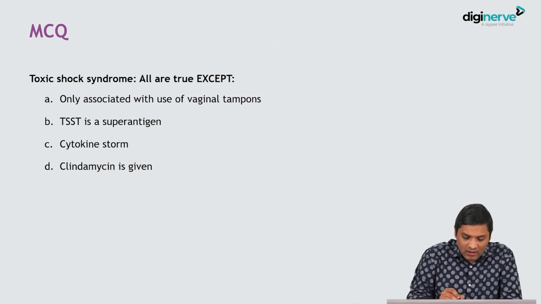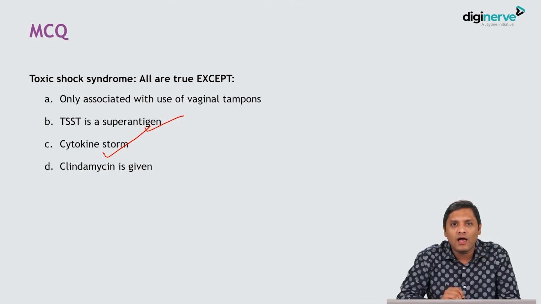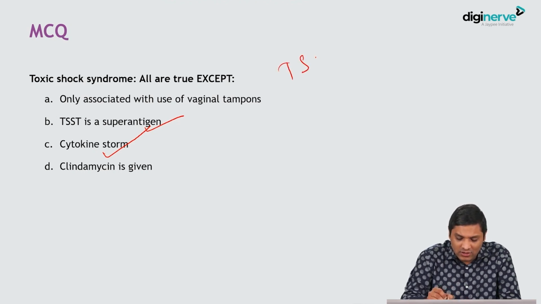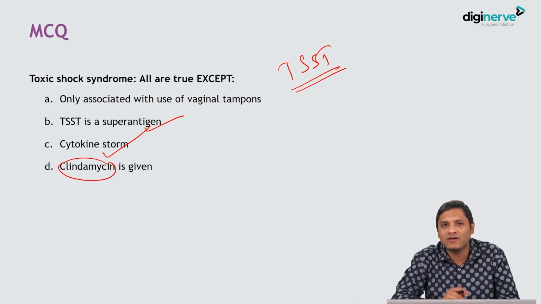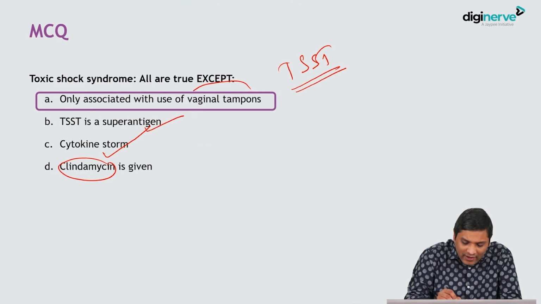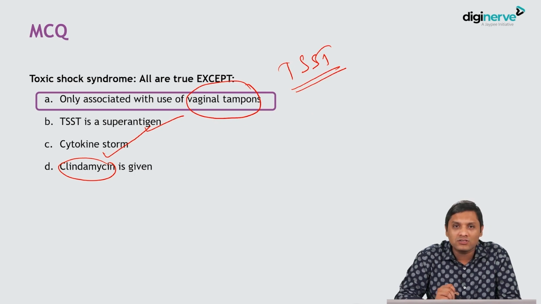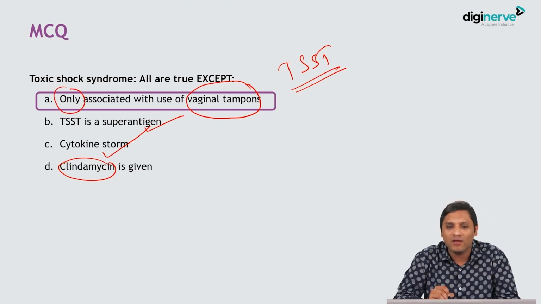The next question, toxic shock syndrome. All are true except, remember it is a superantigen which can stimulate the T cell to cause a massive release of cytokines, which is called a cytokine storm. And the toxic shock syndrome toxin synthesis can be suppressed by giving clindamycin, because it will inhibit protein synthesis. Please remember, though the vaginal tampon is an important risk factor, it doesn't mean that it is always associated with vaginal tampons. Toxic shock syndrome can occur without association with vaginal tampons also. So only associated with use of tampon will be a wrong statement.